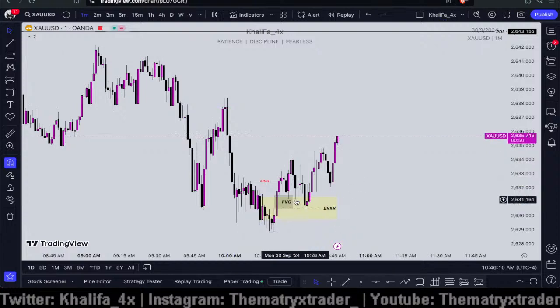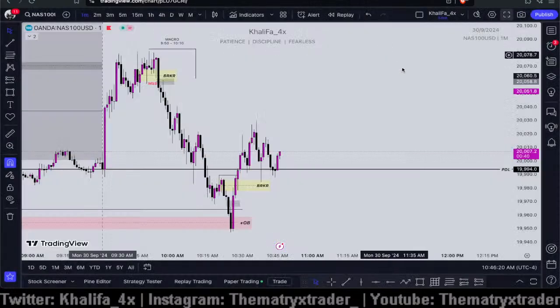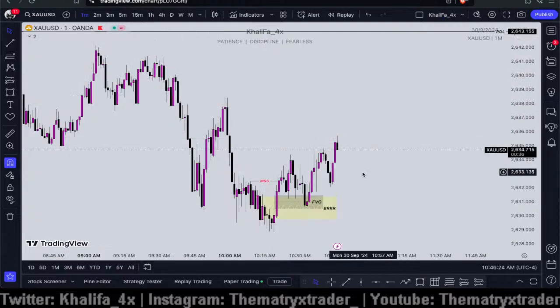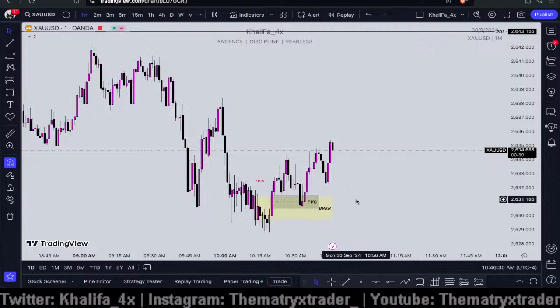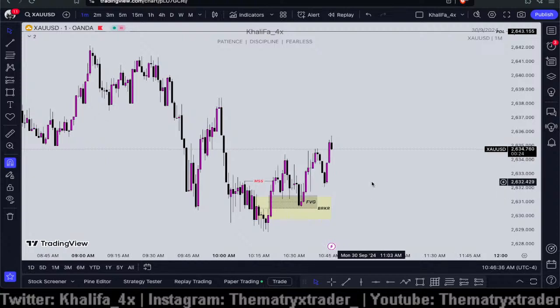Alright, let's actually keep pushing higher and higher from this breaker. You see, I gave you the reference points on the gold as well, but since the price action is so choppy, that is why I didn't take a trade on it. And if we did take a trade, this would be our target.